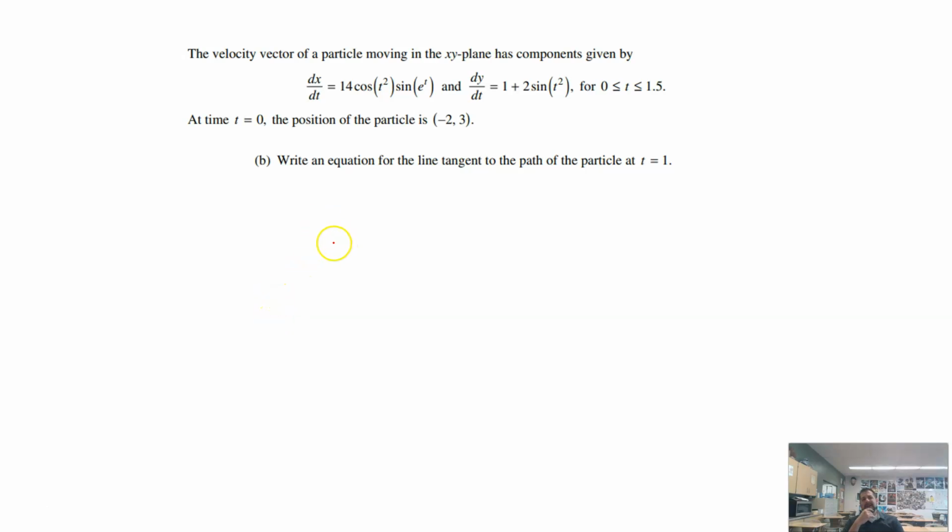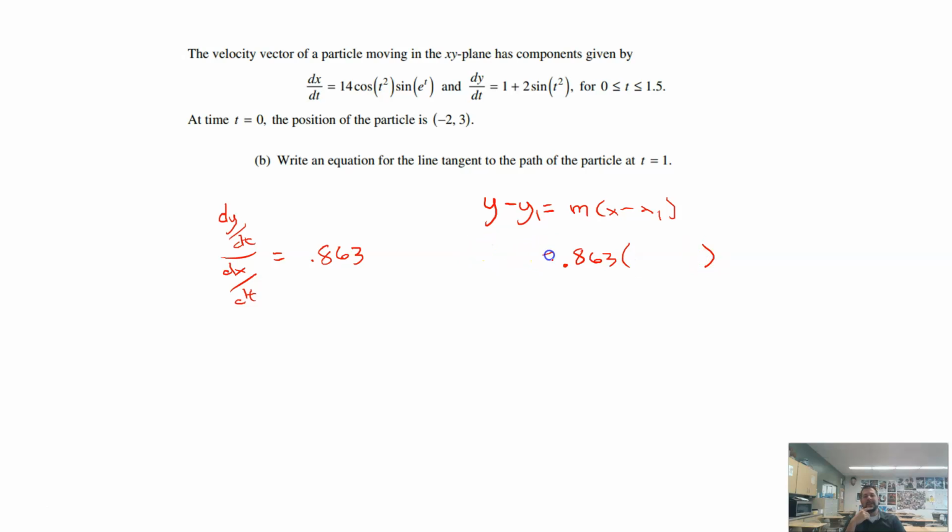Letter B wants us to write an equation for the line tangent to the path of the particle at time equals 1. Now this one's a little bit tricky. I have to go find dy/dt over dx/dt, and that part's actually the easiest part of this problem. I'm going to plug in 1 into both of those equations because I already have those, and when I do that, I get 0.863. The problem is if I'm writing the equation of a tangent line, I've got to use y minus y1 equals m times x minus x1. Usually the hardest thing to find is the slope, but this time it's the easiest thing to find.